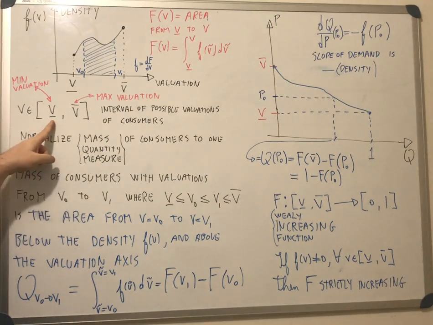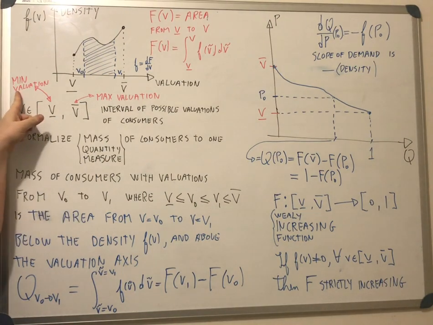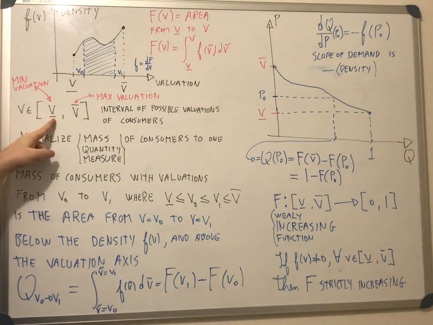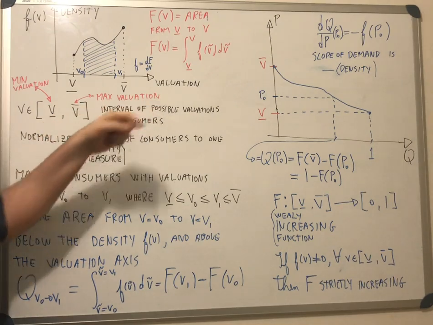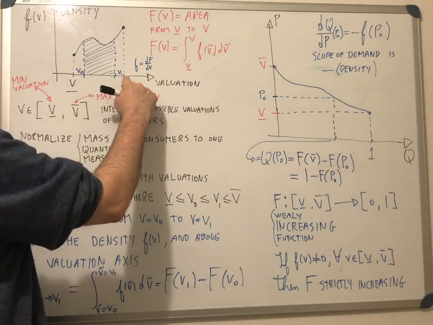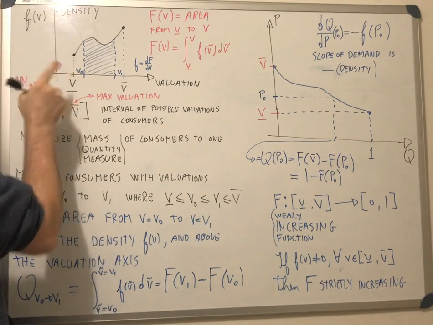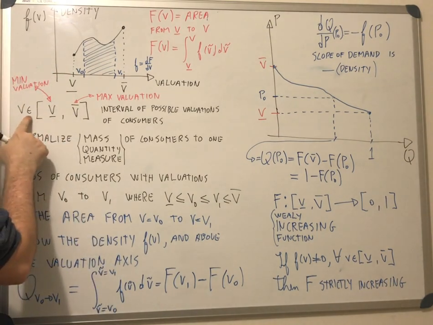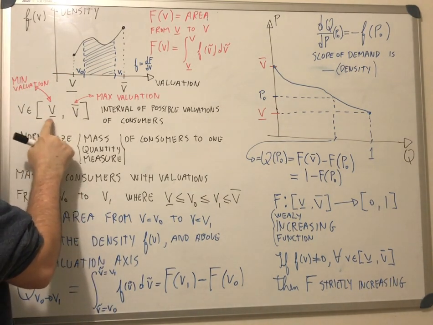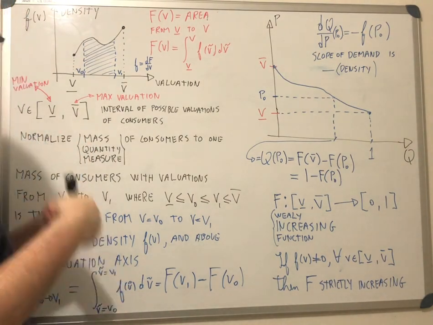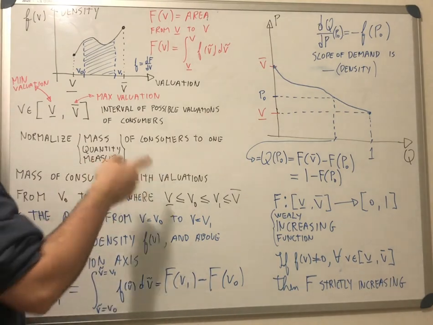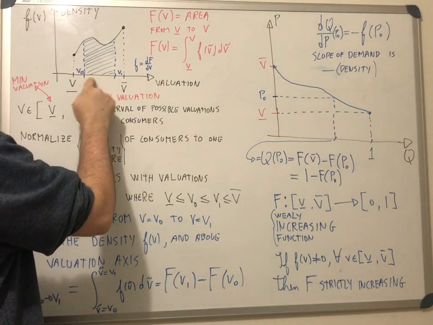So V lower bar is the minimum valuation, the consumers that like the product the least; that's how much they would pay. And V upper bar is the maximum valuation for the good. This value is the maximum valuation, this is the minimum valuation. Valuations belong to the closed interval between the minimum and the maximum valuation. So that's how much each consumer would pay, and consumers here have different valuations.